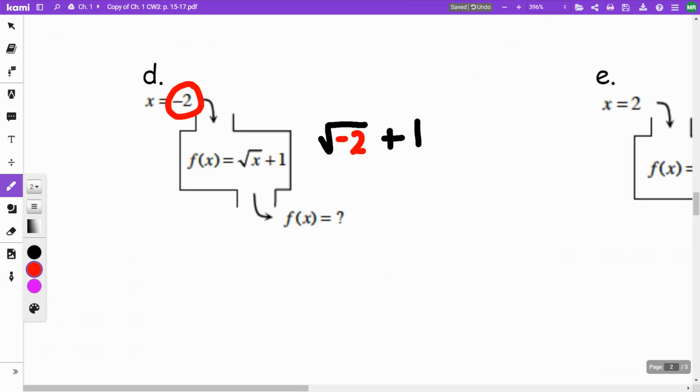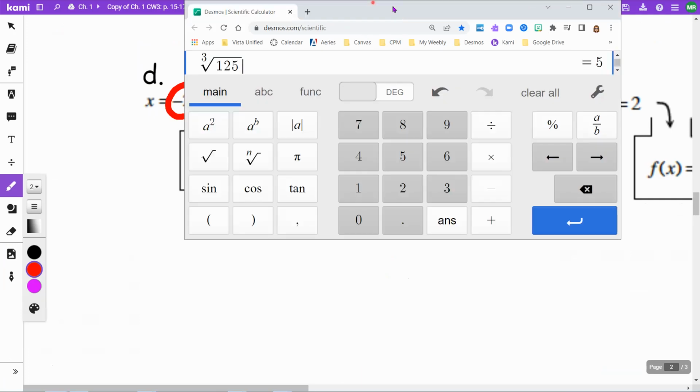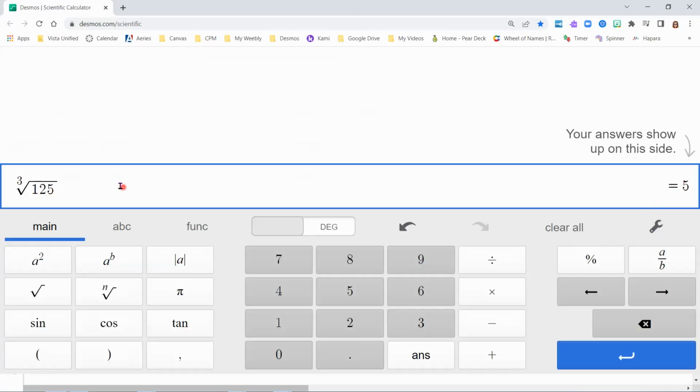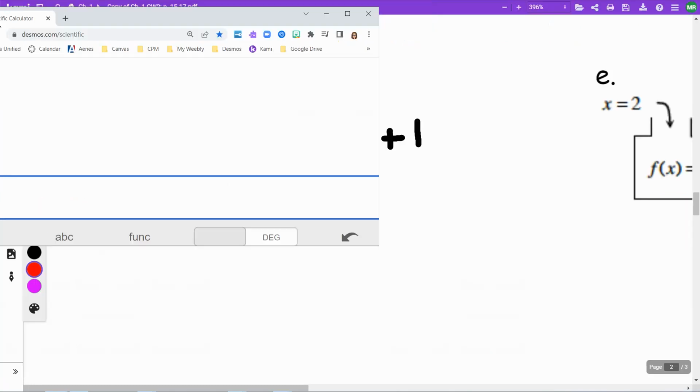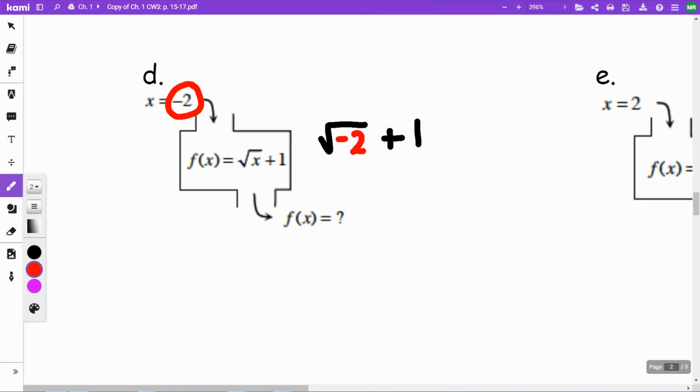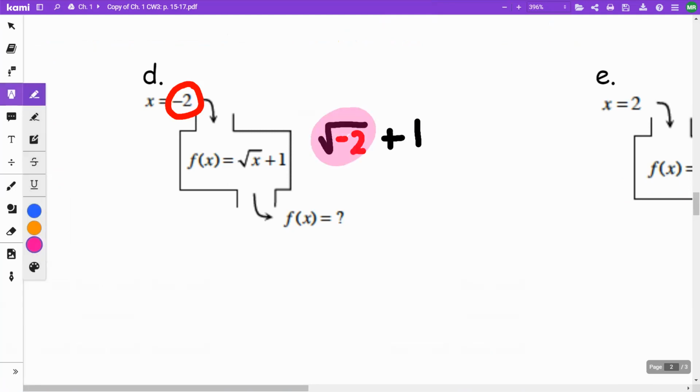Now, a negative times a negative is a positive. So if I'm using this Desmos here, and I'm going to take the square root of a -2, you'll see it's going to say undefined, because a negative times a negative is always a positive. There's no way for me to get a negative when I square anything. So I cannot take the square root of a negative. It's undefined. Okay. So this piece right here is undefined.